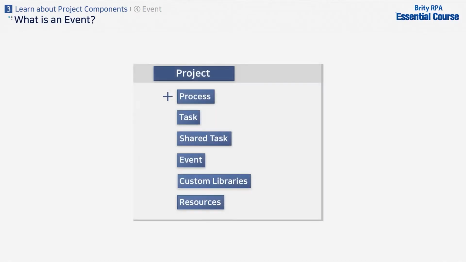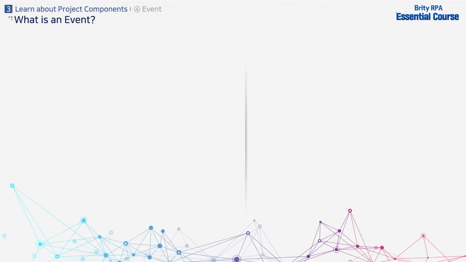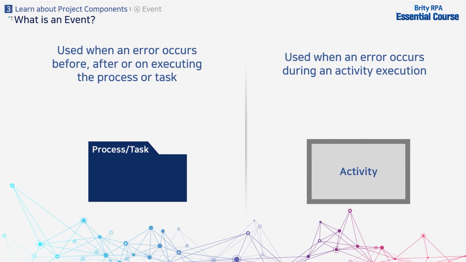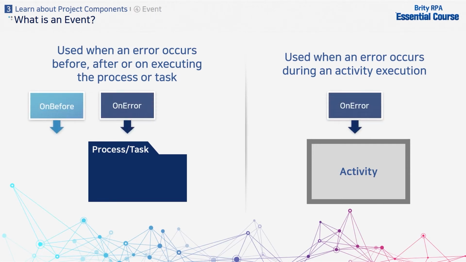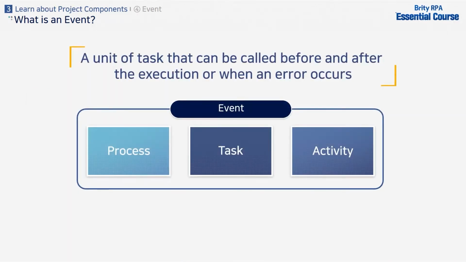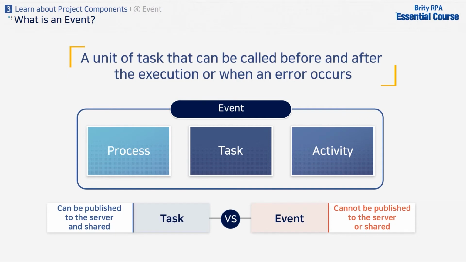Now, let's look at an event. An event can be used before, after executing a process or task, or when an error occurs. Also, it can be used when an error occurs during an activity execution. On before calls an event before the execution. On error calls when an error occurs during the execution. And on after calls after the execution. The components are the same as the task, but unlike the task, it does not provide the feature to publish to the server or import from it.